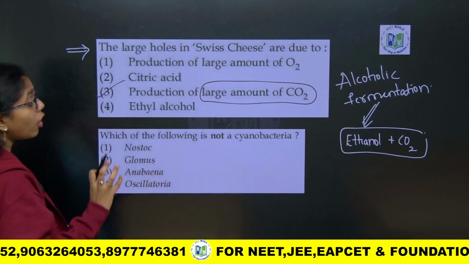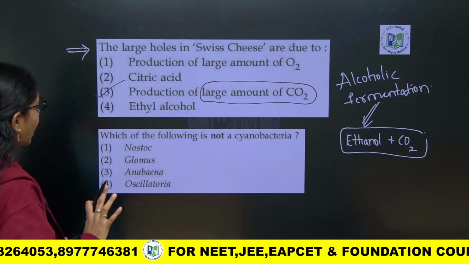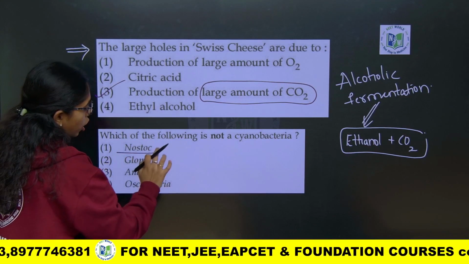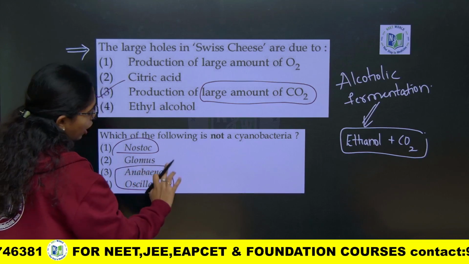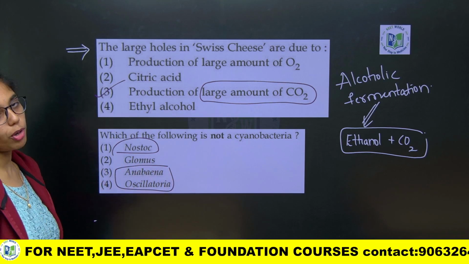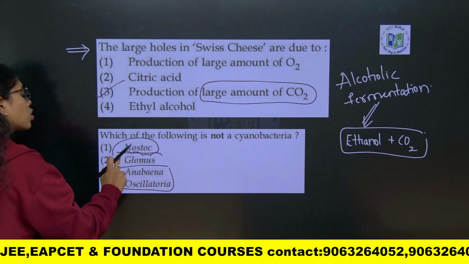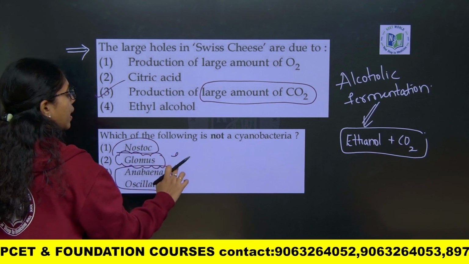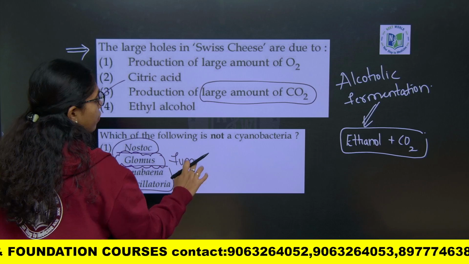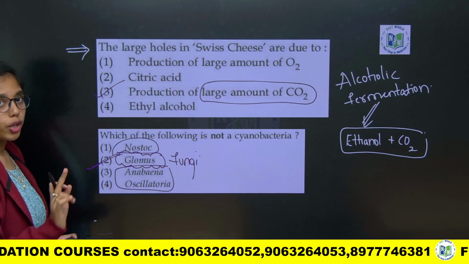Next, which of the following is not a cyanobacteria? Here you can see Nostoc, Anabaena and Oscillatoria. All these three are blue-green algae or cyanobacteria. When it comes to Glomus, Glomus is a fungus. So here that is option 2.